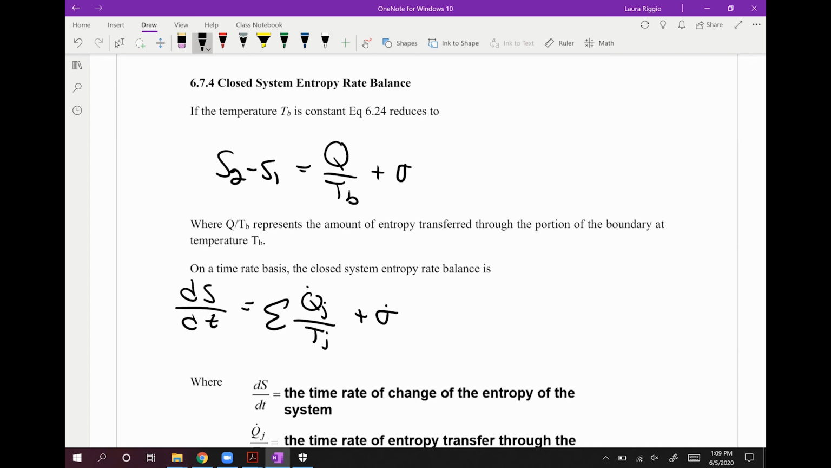That's it for this lecture. In our next lecture, we're actually going to go over the directionality of processes and the entropy balance for open systems.